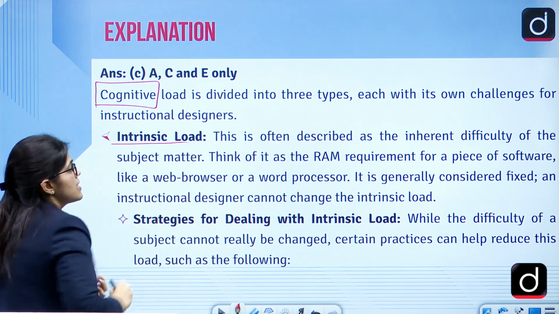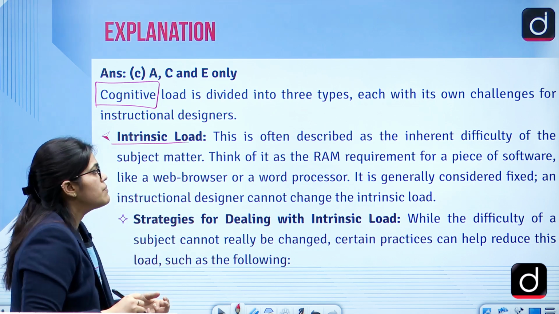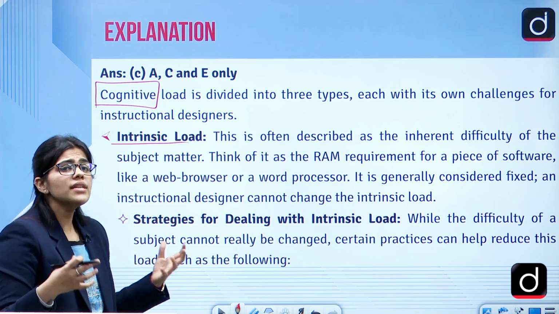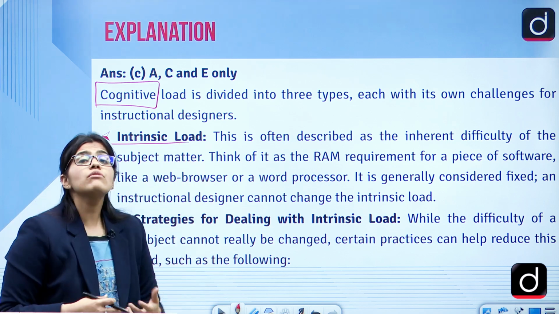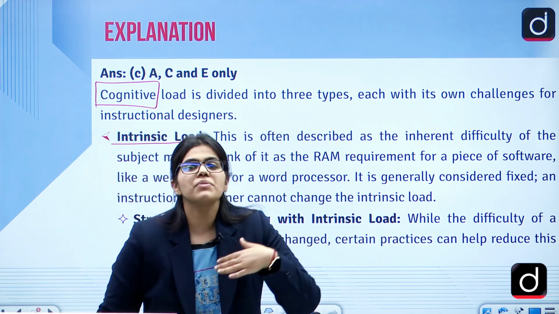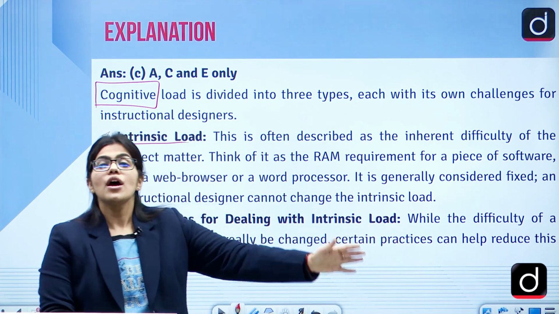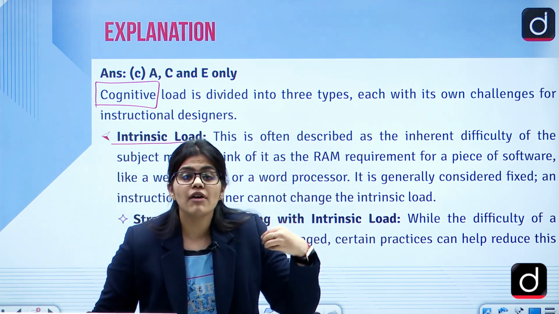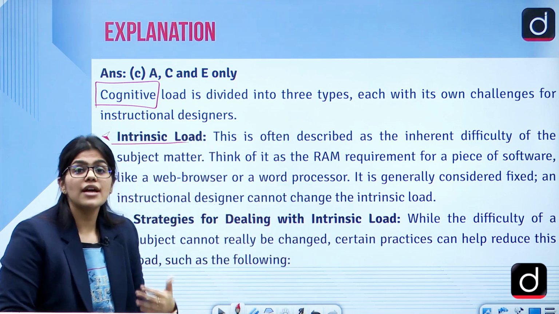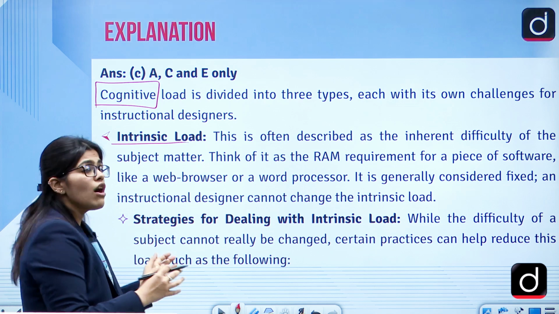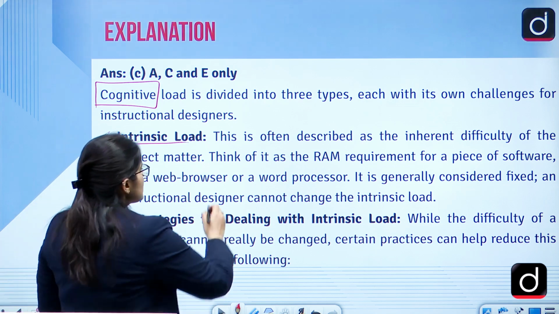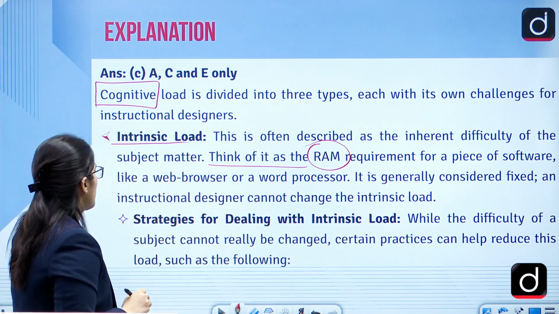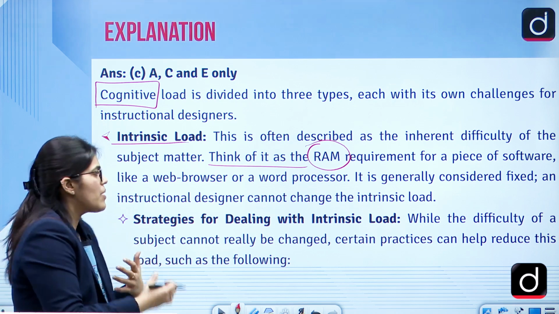The first is intrinsic load. This is often described as the inherent difficulty of the subject matter. What is basically the intrinsic load? How difficult the subject matter is for me to understand. In my brain, I will receive a few facts, and the intrinsic load is what I take to memorize and understand them. Think of it as the RAM of a computer, which is required for the software to work, like when you are web browsing or using a word processor.